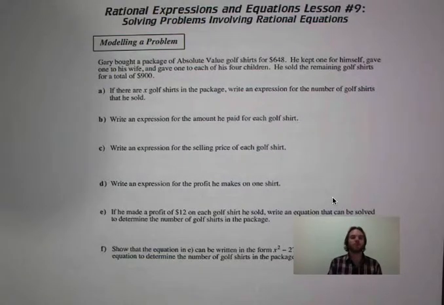So in the first one we have Gary here who bought a package of absolute golf shirts for $648. He's a nice guy, so he keeps one for himself and gives one to his wife and four to each of his children. He then sold the remaining golf shirts for a total of $900. Okay, so now it says if there are X golf shirts, how many did he sell?